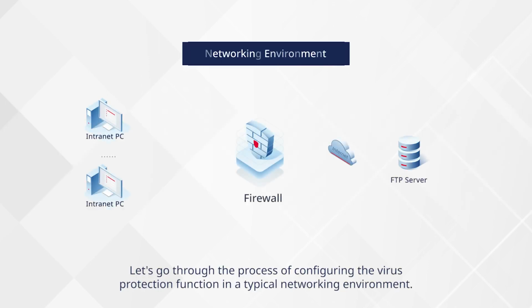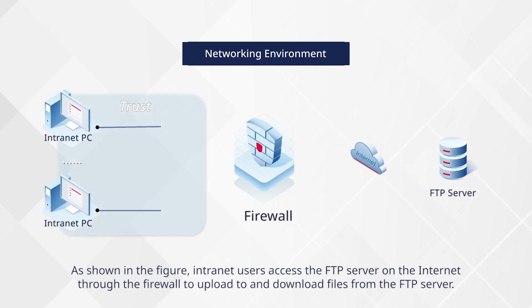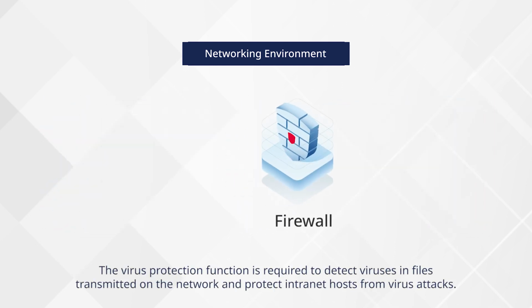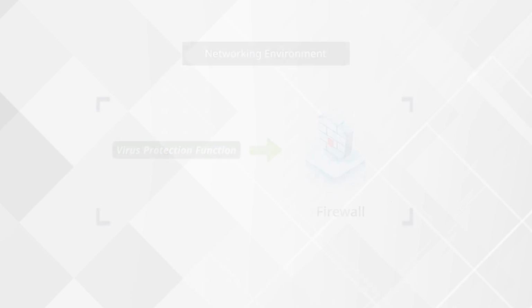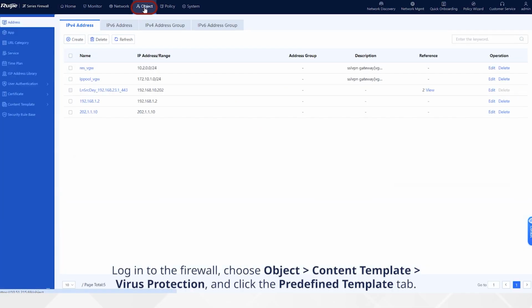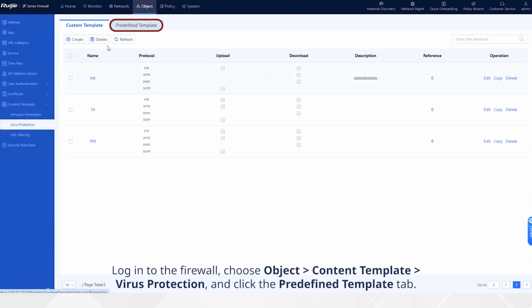Let's go through the process of configuring the virus protection function in a typical networking environment. As shown in the figure, intranet users access the FTP server on the internet through the firewall to upload files to and download files from the FTP server. The virus protection function is required to detect viruses in files transmitted on the network and protect intranet hosts from virus attacks. Log into the firewall, choose Object > Content Template of Virus Protection, and click the Predefined Template tab.